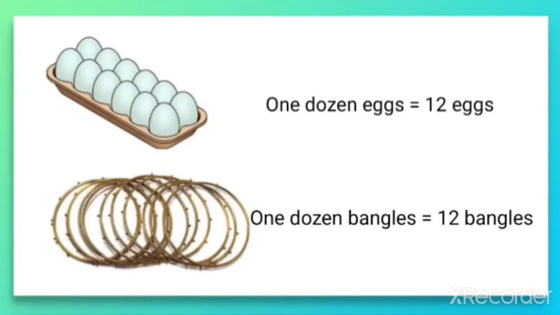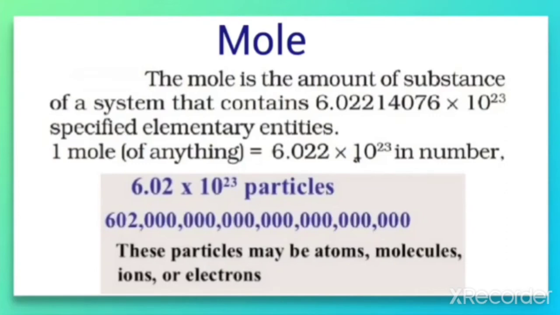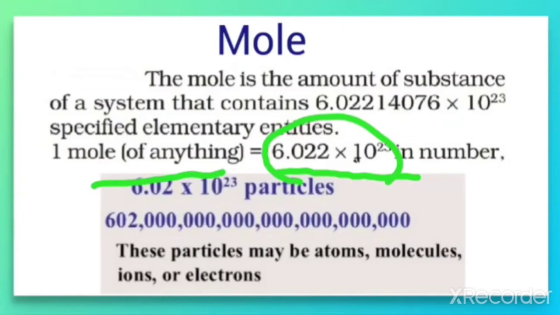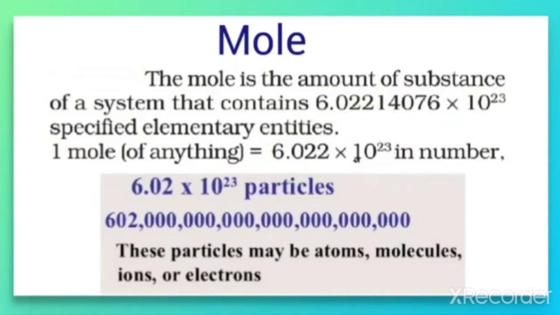So similarly, the mole concept also says that a substance contains a fixed number, that is 6.022 into 10 raised to power 23. So 1 mole of anything is equal to this number. Just like 1 dozen of anything is equal to 12 of that substance, similarly, 1 mole of anything is equal to 6.022 into 10 raised to power 23 of that substance.